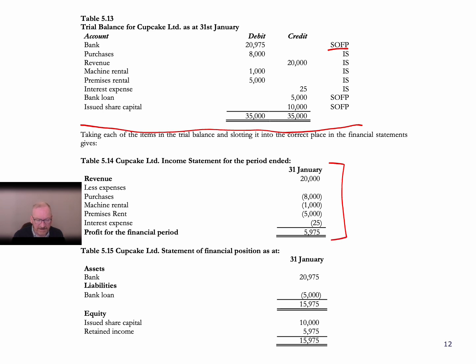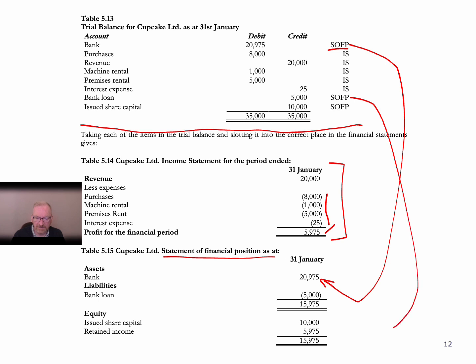We've already seen that. We pick out the items, we put revenue at the top and then the various expenses down here. Add them up, they come to 5975. Then for the statement of financial position, we pick out the items that we need. There's the bank, and here is the bank loan. Goes in there, and the issued share capital goes in there.